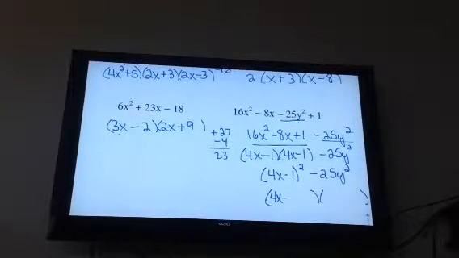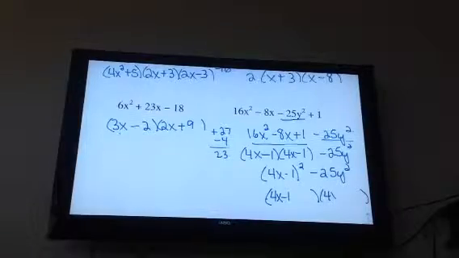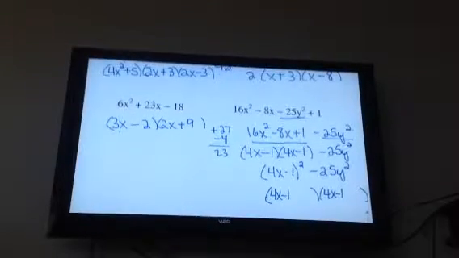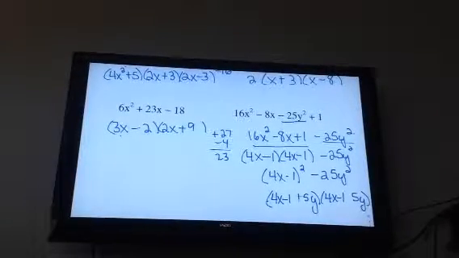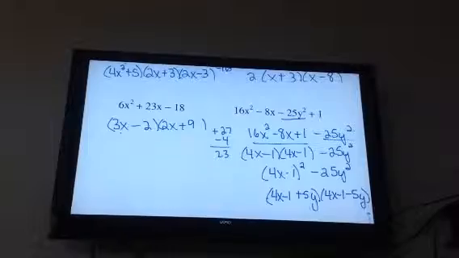In my first spots, 4x minus 1 times 4x minus 1. 25y squared is 5y times 5y. 1 gets a plus, 1 gets a minus. And then can I factor more? No.